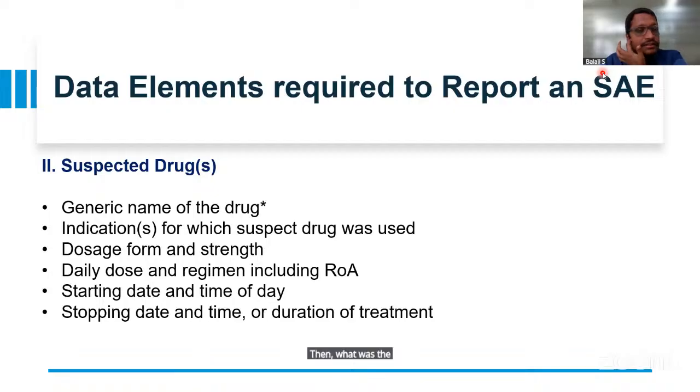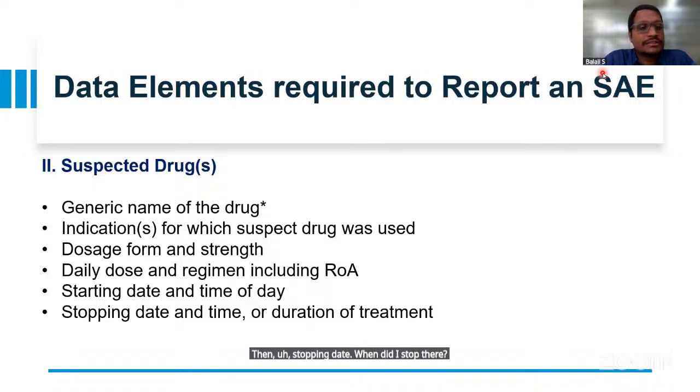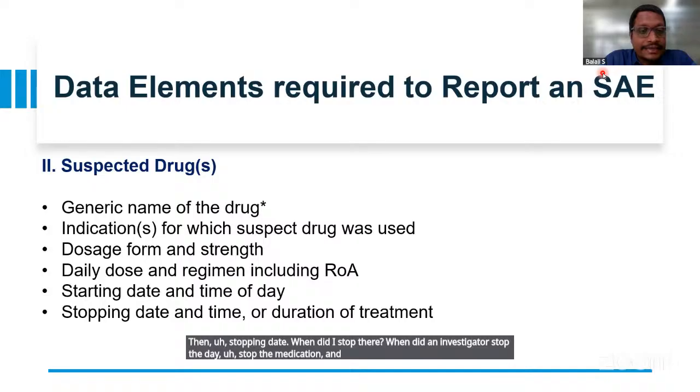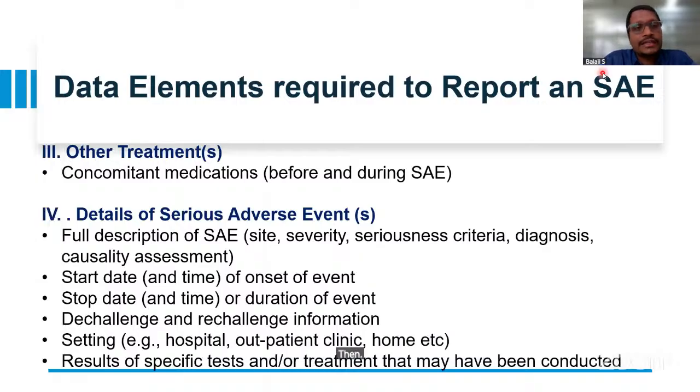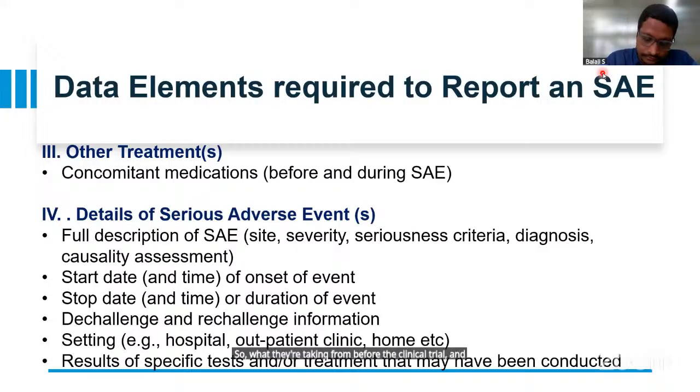Then what was the starting date of the drug and the time of day? So when was the drug started? That has to be informed. Then stopping date. When did the investigator stop the medication, and that date, time, or duration of the treatment. Then other elements include concomitant medication. When patients get enrolled into a clinical trial, it is not only the trial drug they would be taking. They would also be taking several other drugs. So that includes concomitant medications, might be for the treatment of their other underlying disease conditions. Whatever they are taking from before the clinical trial and also during the SAE that has happened, that has to be captured.